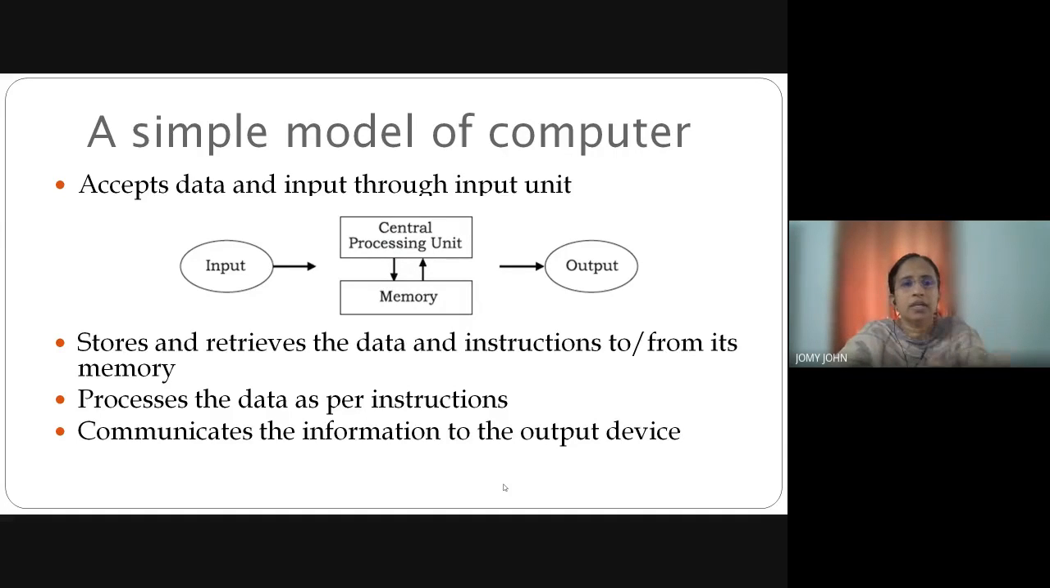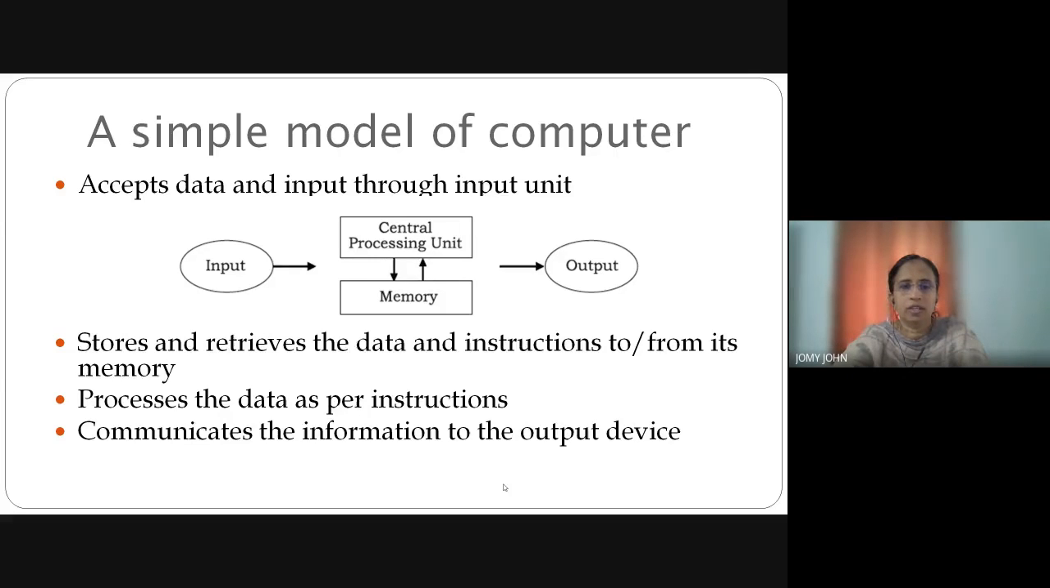What a computer does is accept data and input through the input unit. It stores data and instructions to the memory. In the same way, it retrieves data and instructions from the memory, processes data as per the instructions, and communicates this information to the output device.